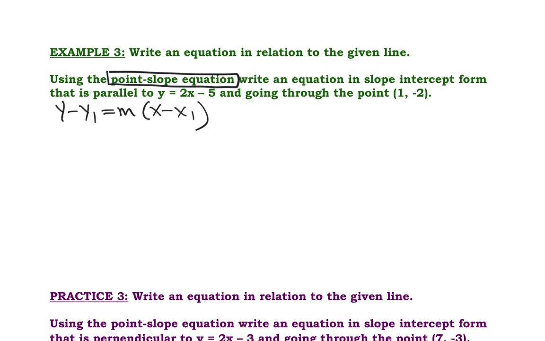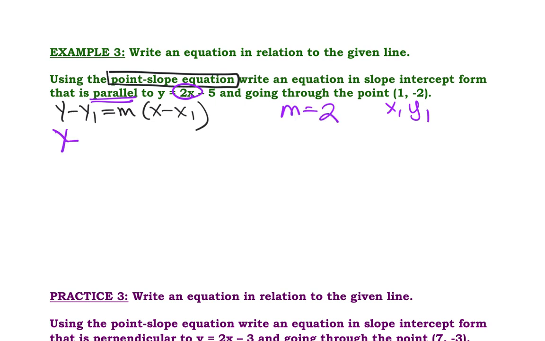It says, write an equation in slope-intercept form that's parallel to this line and goes through this point. So what do you think is going to represent my x1, y1? 1 and negative 2, good. That means we have to know what m is. What's going to be my m? y equals 2x, because it has the x, and I need my line to be parallel to it. So your m is just going to be 2.